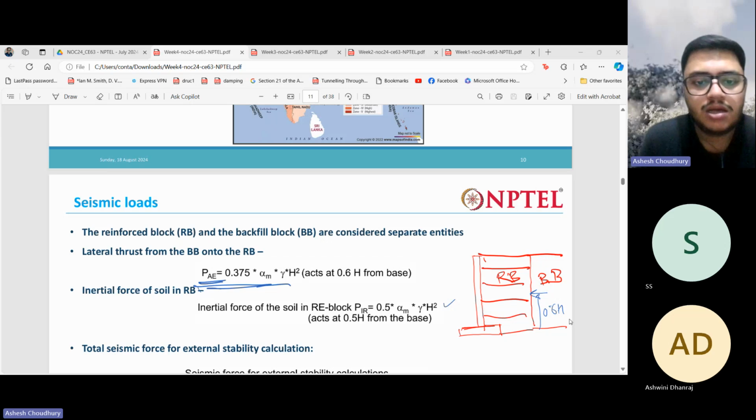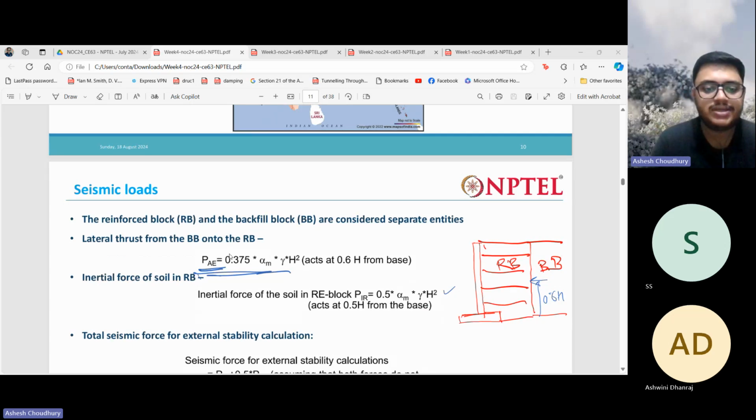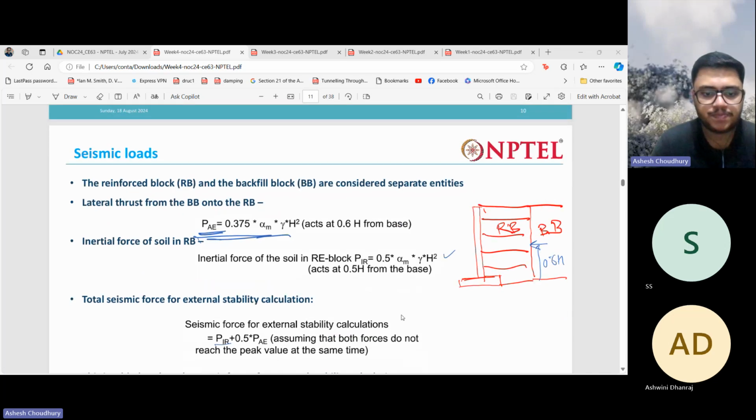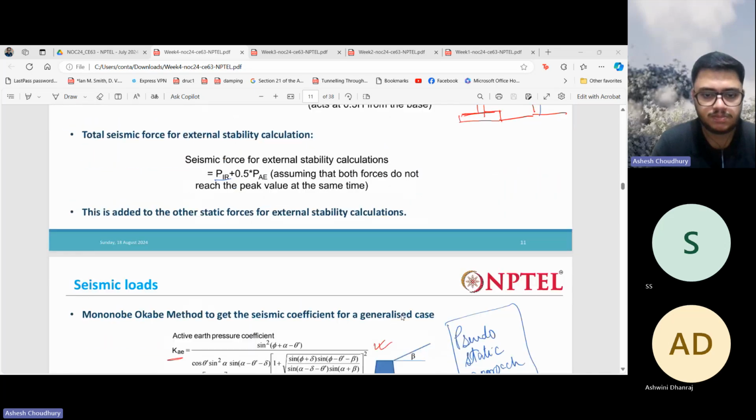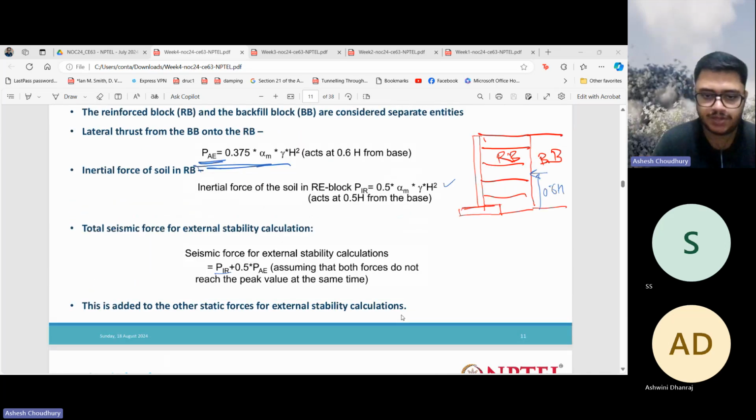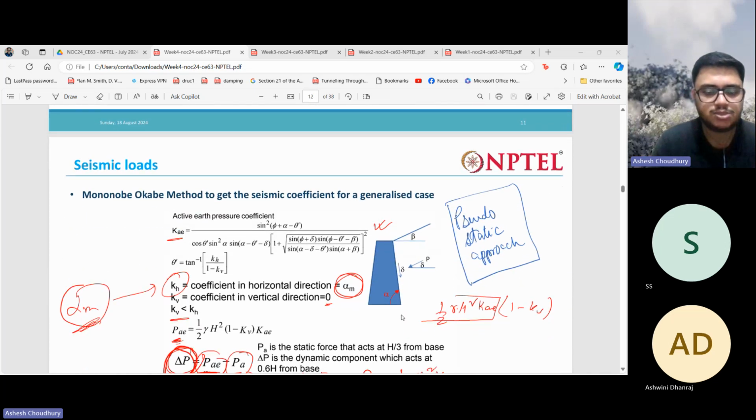This is how you need to include the seismic loads in your load calculation. This is how you need to include the seismic load in the lateral pressure while calculating your factor of safety. One more important method is known as the Mononobe-Okabe method to get the seismic coefficient.